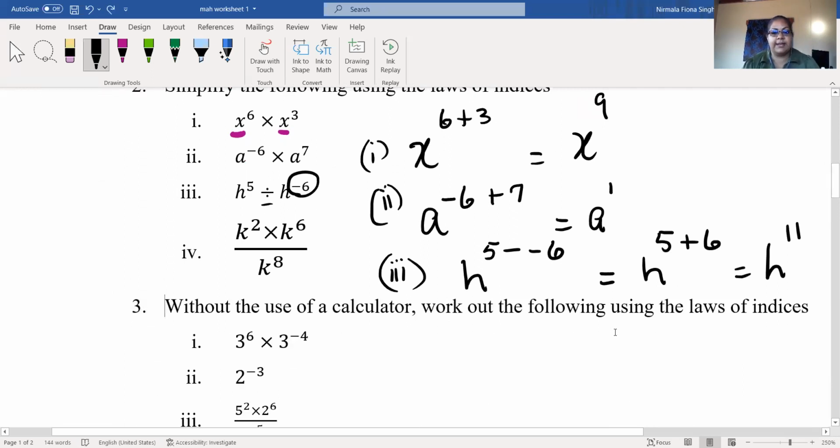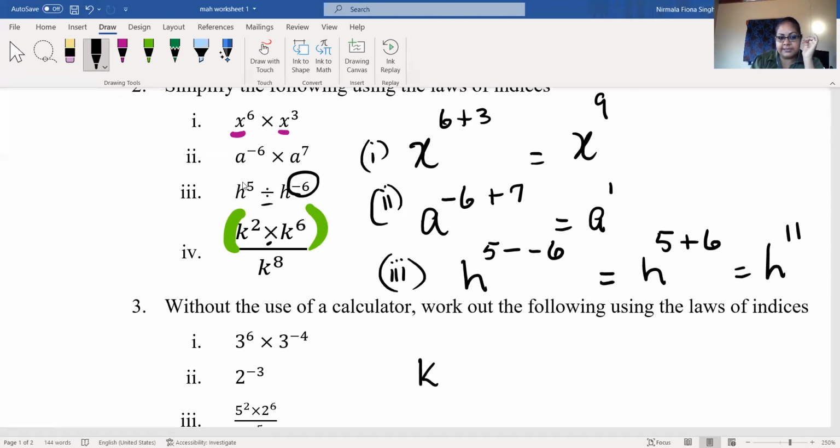All right, so next one I have here, k squared multiplied by k to the 6 divided by k to the 8. All right, you have to do two things separately. So we're going to work out first your numerator. They all have base k, so that means we can apply the rules of indices. When we have a multiplication, we add our two indices. So it's going to be k to the 2 plus 6, which is equal to k to the 8.